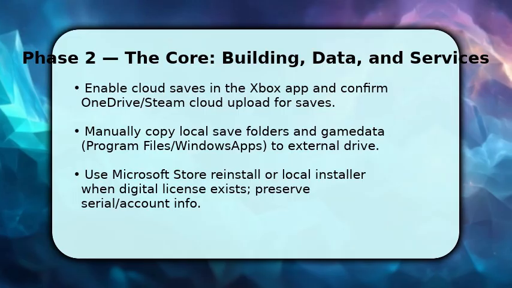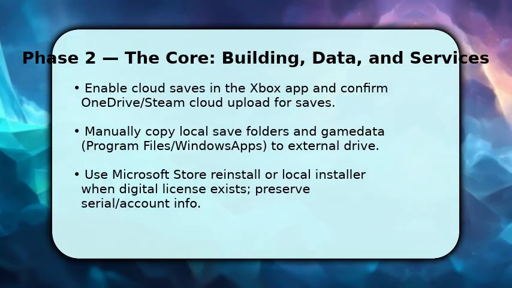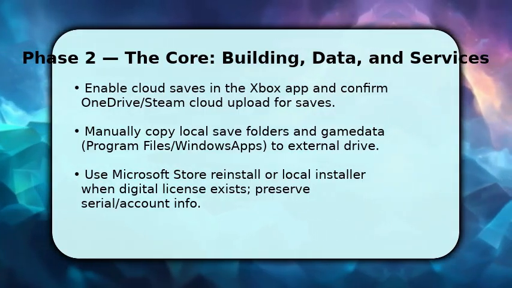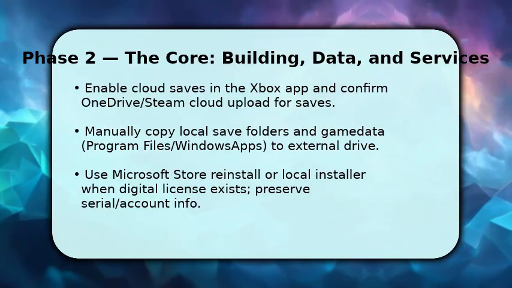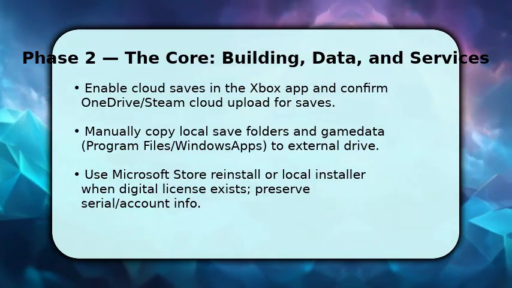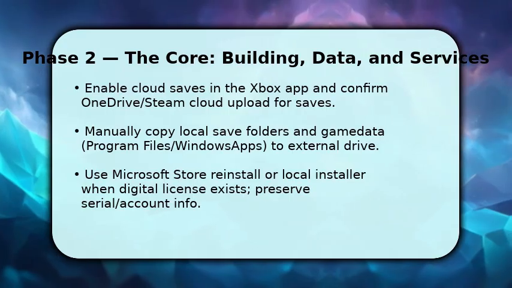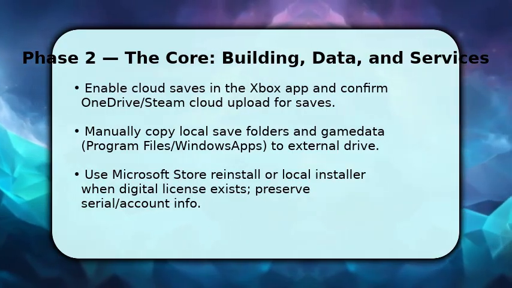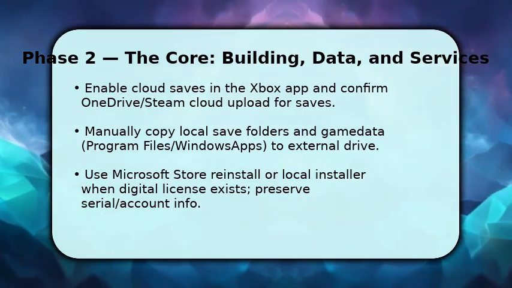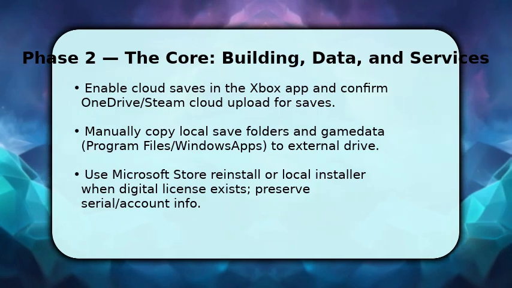Then, copy local save folders and any game data, typically inside your user profile or program files, onto an external drive or NAS. Make sure you have account credentials and the digital license visible in the Microsoft account page. These steps let you restore progress and reinstall, even if the store version is removed.